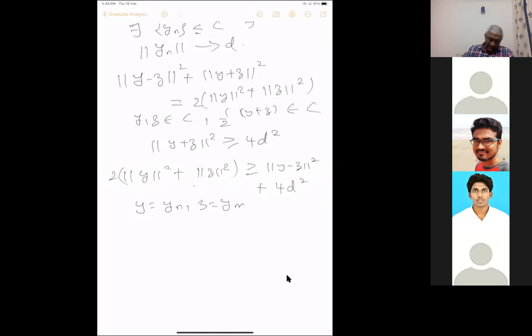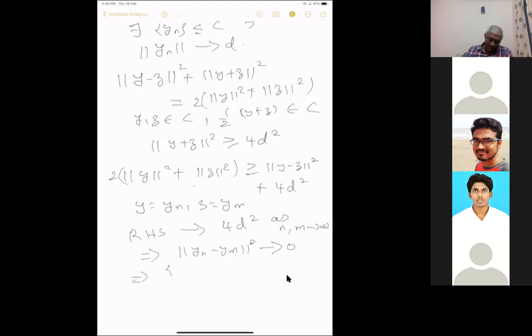Then the right hand side converges. I take Y equal to Yn and Z equal to Ym. The right hand side converges to 4D square, right? This is norm Ym square, this is norm Yn square. As n and m go to infinity, the right hand side will go to 4D square. Okay. So on the left hand side you have 4D square plus Yn minus Ym whole square. So this implies Yn minus Ym whole square goes to 0. Okay. This is what we need.